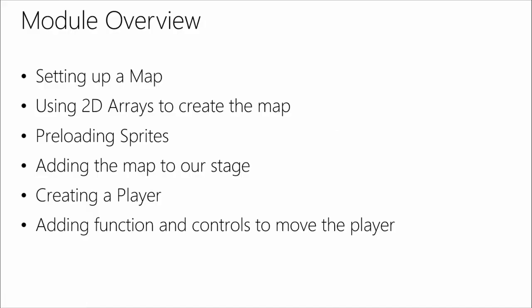So in this module, we're going to walk through a few different things. We're going to take a look at setting up the map. We're going to talk about how we're using a 2D array system to actually create the maps. We're going to talk about preloading sprites, so all of your images and your graphical content. Some people might think of preloading images as an advanced topic, but it's almost a necessity nowadays, right? Yeah, and it's much simpler in the framework that we have.